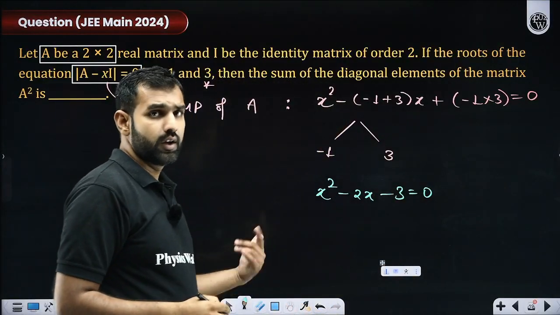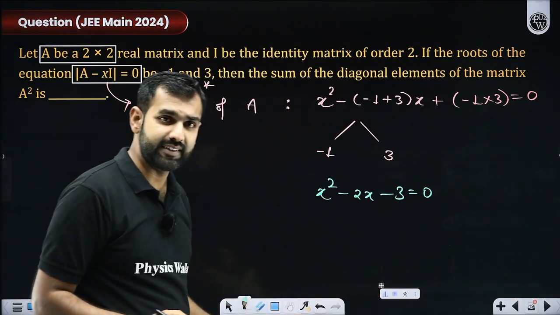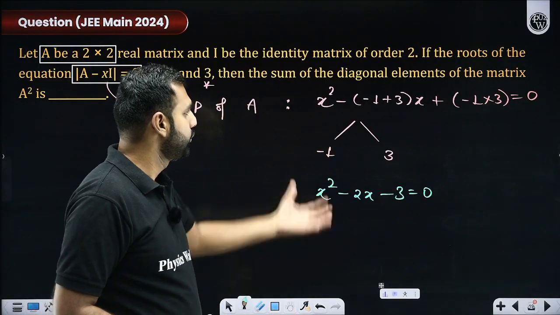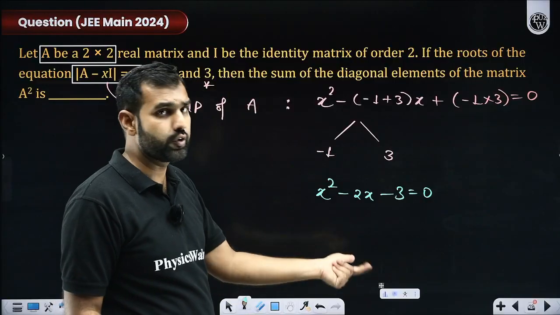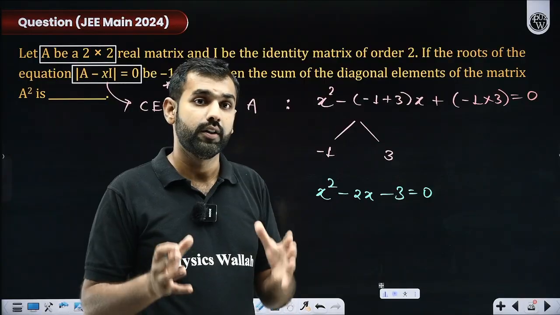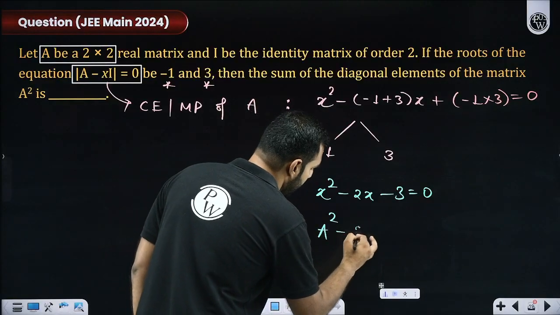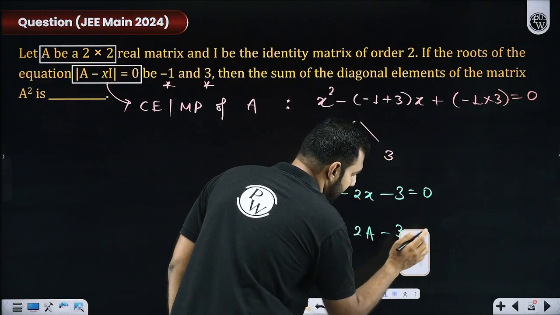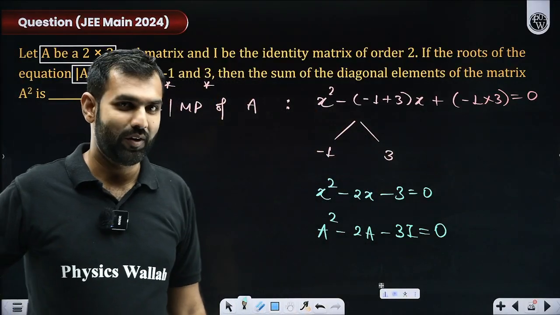This is your matrix polynomial, but in terms of x. If I simply replace x by A, although you don't have to do all of this, you could have gotten the answer within seconds, but I'm doing it. Just read the question, your job will be done. But I'm doing all of this just to make you understand the concept of matrix polynomial more clearly. So here I'll be writing it as A square minus 2A minus 3I is equal to null. So that is the characteristic equation or matrix polynomial of matrix A.